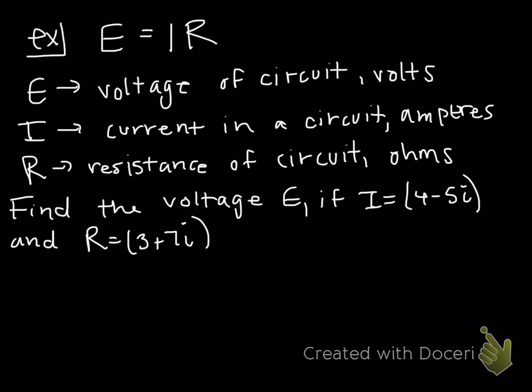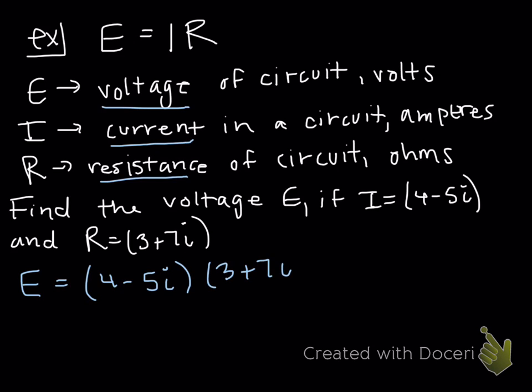So notice I just wrote it out for you. E is your voltage, I is the current, and R is the resistance. And they want us to find the voltage E if you're given I and R. So I'm just going to plug it into the formula. My I value is 4 minus 5i, and the R is 3 plus 7i. And if I wanted to evaluate this, I'm going to FOIL it out or do the box. So I'll get 12 plus 28i minus 15i, and then minus 35i squared.